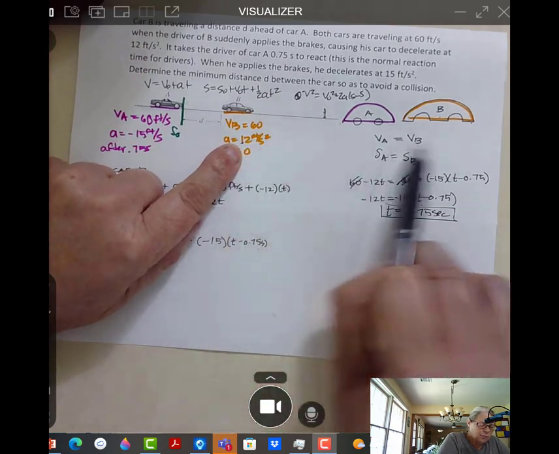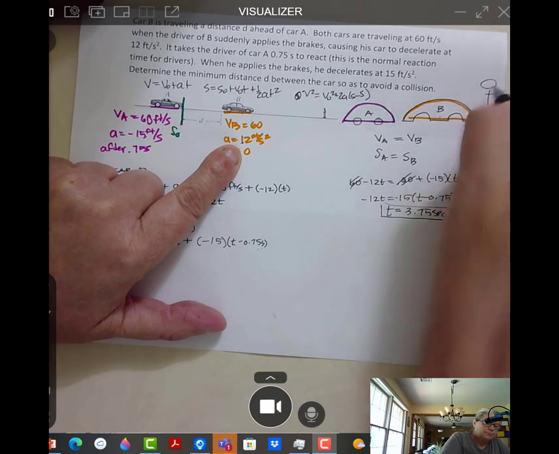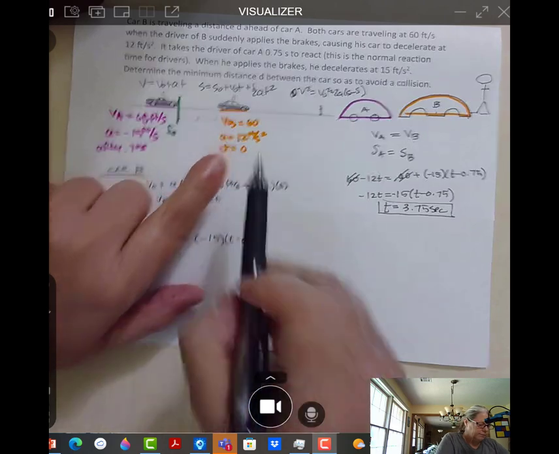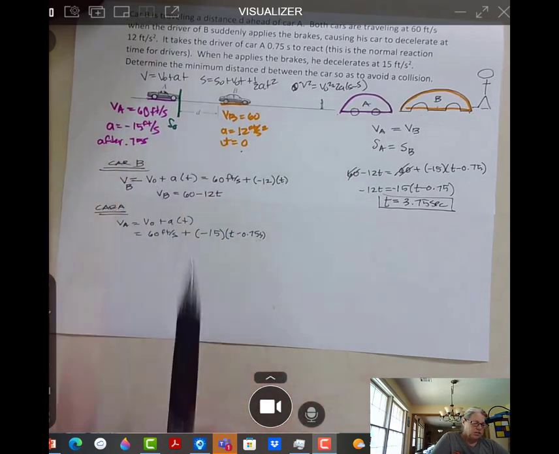Slam on the brake, move to this position so that we don't hit the guy in the crosswalk. Little bit slower time, faster acceleration rate.